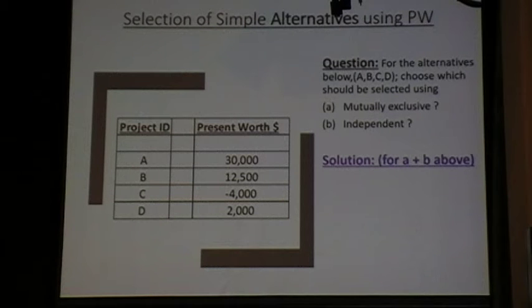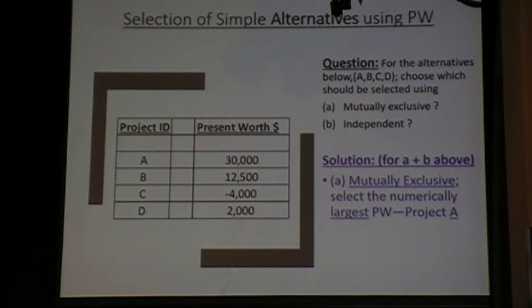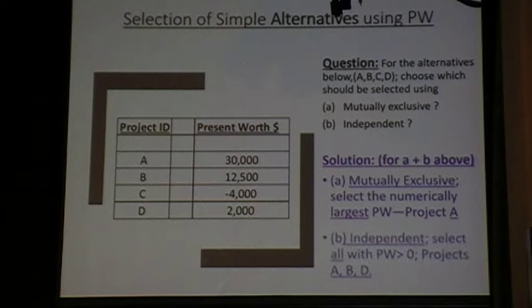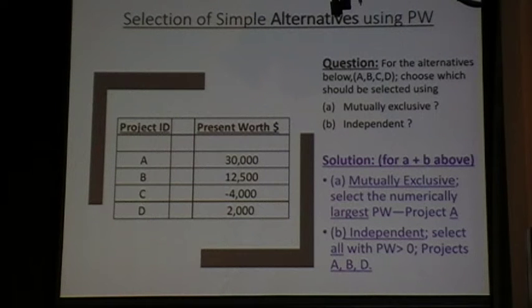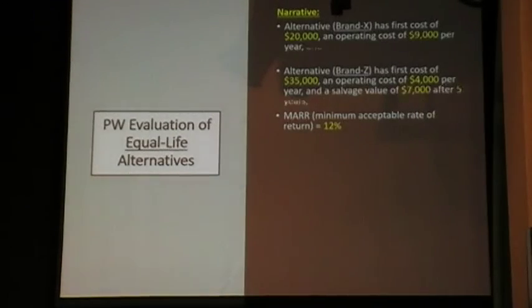So, what are the good projects? Being mutually exclusive, the one we want is project A because it has the largest present worth. Then if we go to the independent projects, we just want all the present worth values above zero. So now we can pick project A, B, and D because they're above zero, and of course C is a minus 4,000, so we don't want that. So that's another example of present worth.